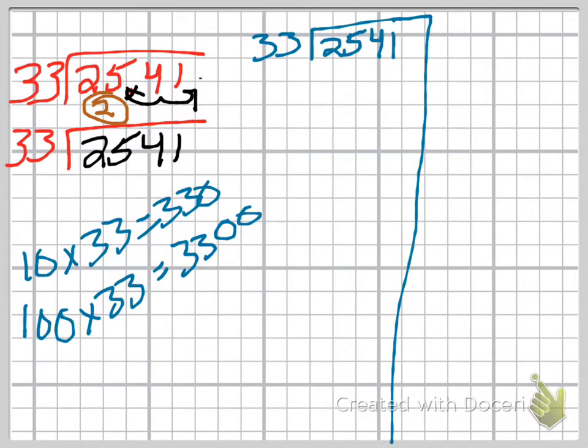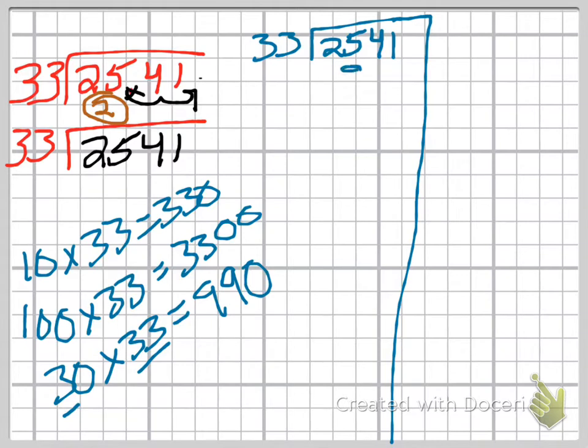So since 10's too small, 100's too big, I'm going to try maybe 30 groups. I can multiply 30 times 33 in my head because I know that 3 times 33 is going to be 99, and then I need 1 power of 10. So let's try 990 here. 30 groups of 33 is 990. And then when I subtract, 14 minus 9 is 5.